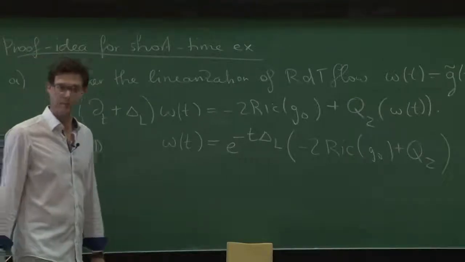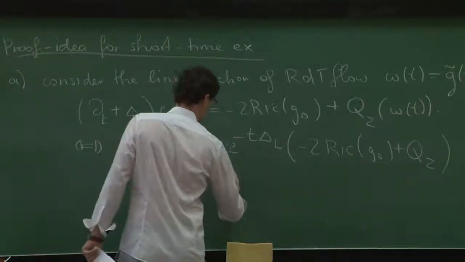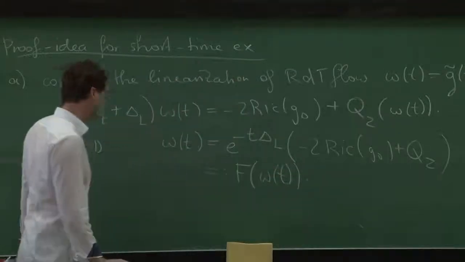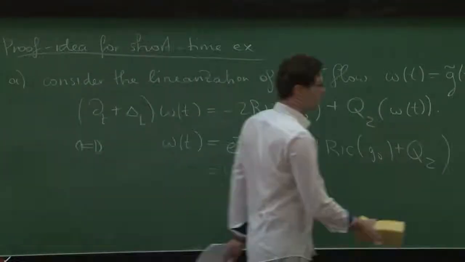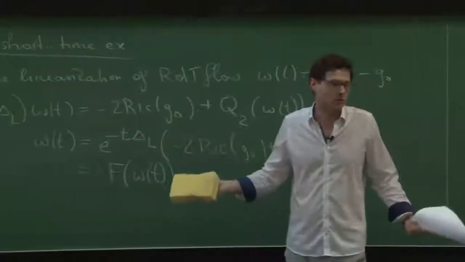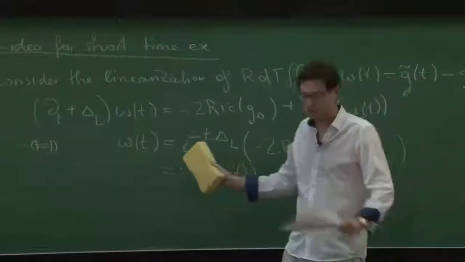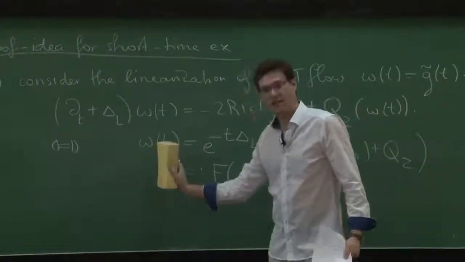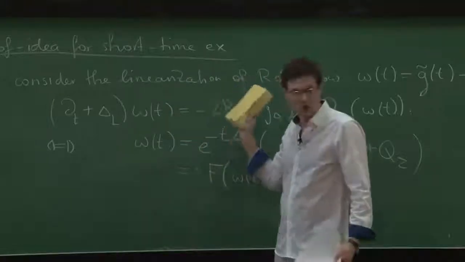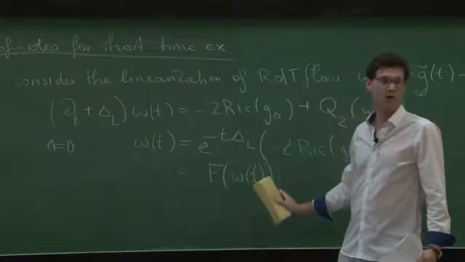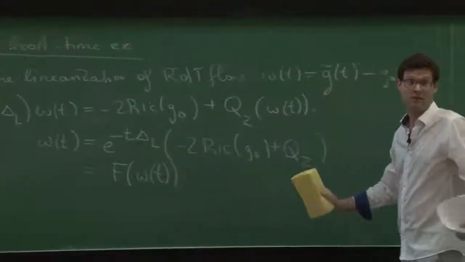Right? And this is what I call F of omega t. And you can see basically what I want to do, right? I want to explain to you in the last 30 seconds that you can actually get your Ricci-DeTurck flow as a fixed point of a map F. That's all.